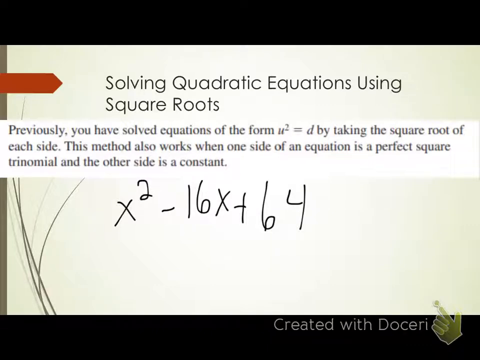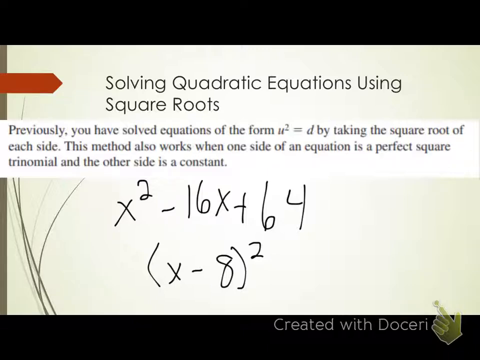What I mean by perfect square trinomial is something that I can factor, and it's a binomial squared. If I factored x squared minus 16x plus 64, I'd get x minus 8 times x minus 8, which is just x minus 8 squared. So that's what we would call a perfect square trinomial. If we factor it, it becomes a binomial squared.